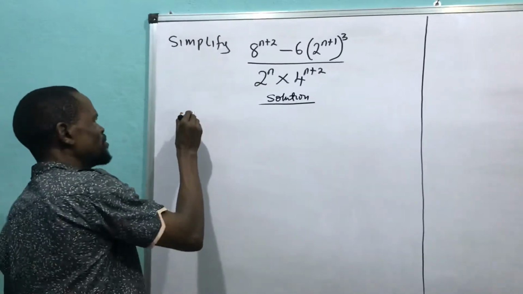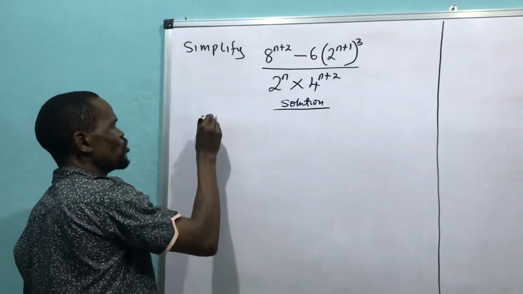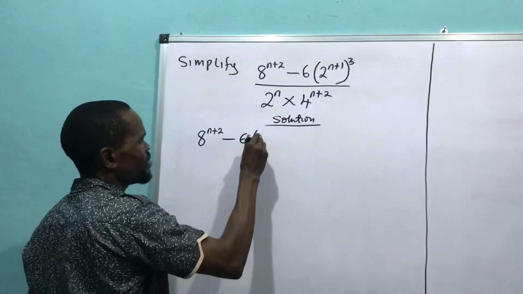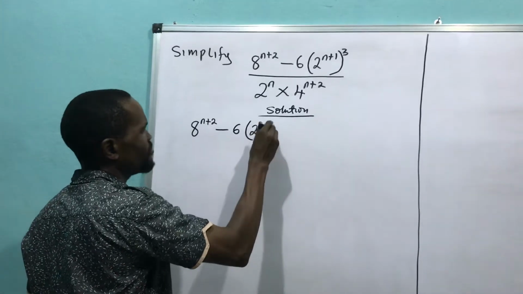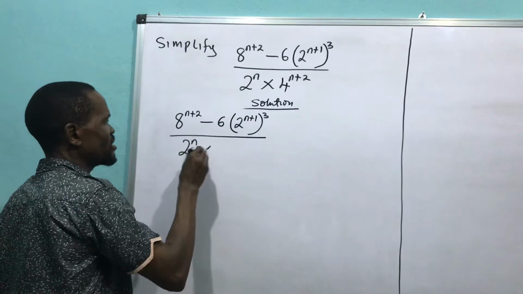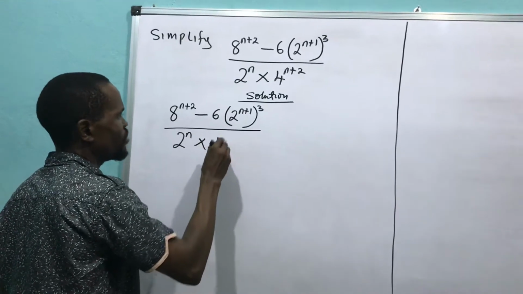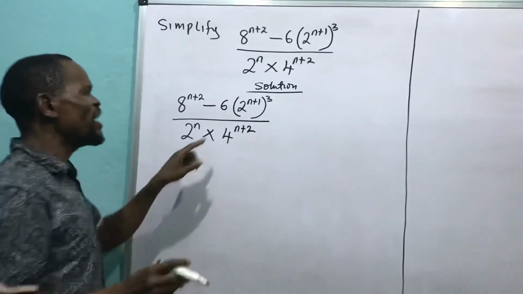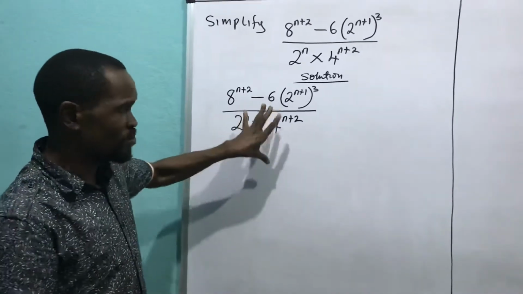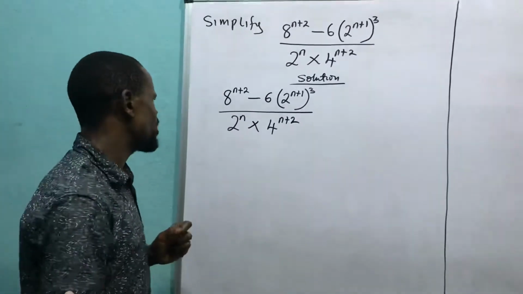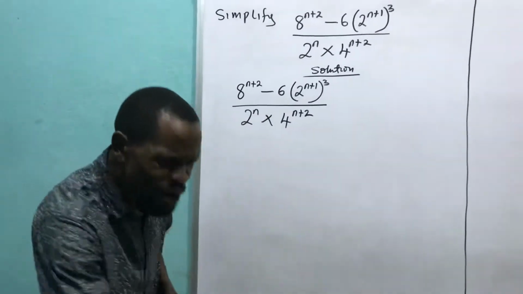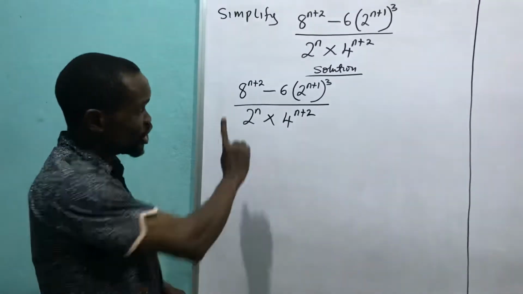Whenever this type of question is given to you, let me write it down first so that I can give you the simplest way of doing this question. Whenever this kind of question is given to you, this is the expression to simplify. The first thing that should come to your mind is to reduce each base to its lowest base.